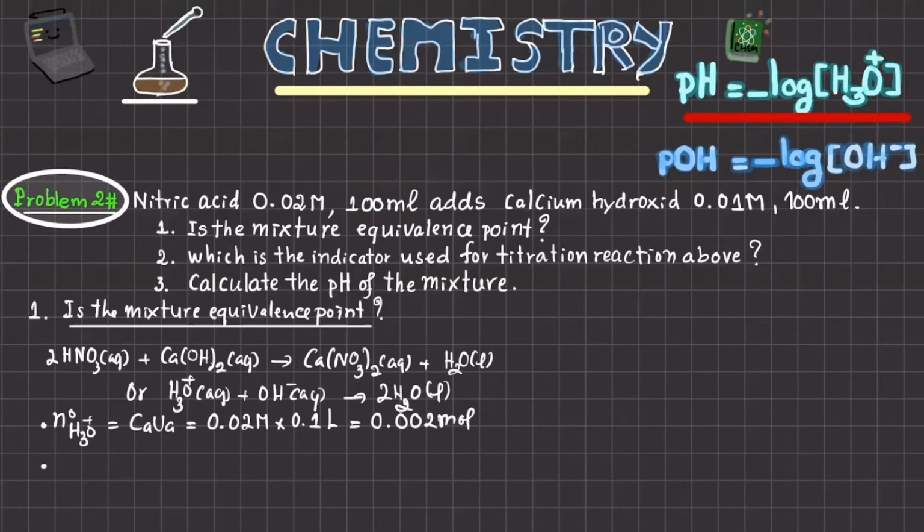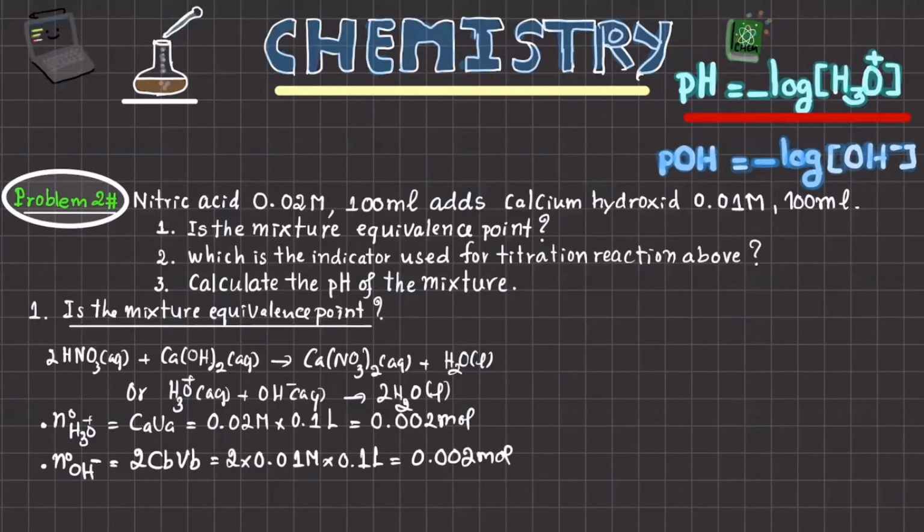Then you can calculate the initial moles of hydroxide ions, CbVb, because it is a strong base, multiplied by 0.01 molarity, equals 0.002 mole.